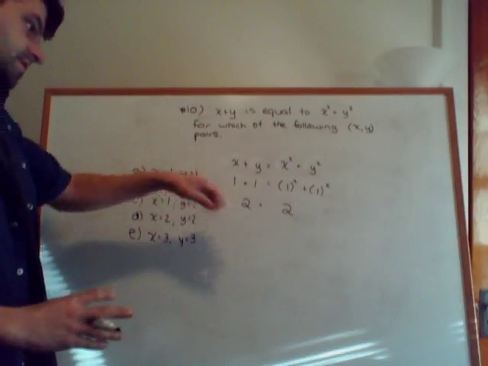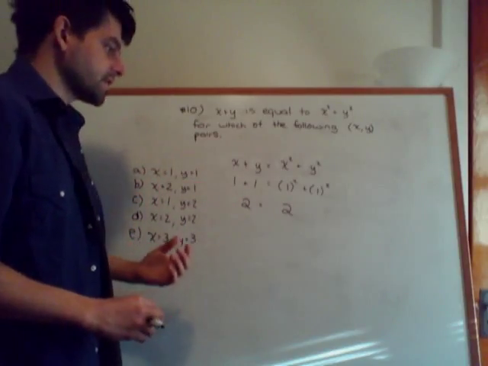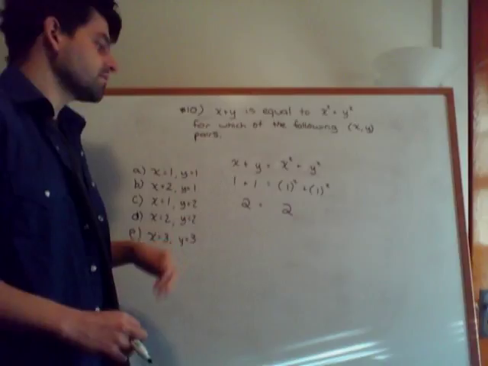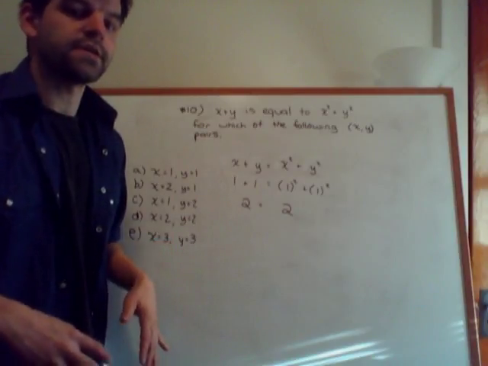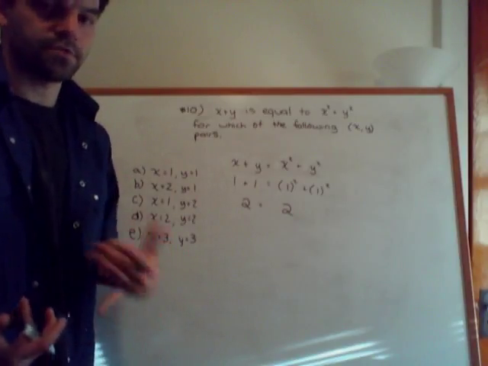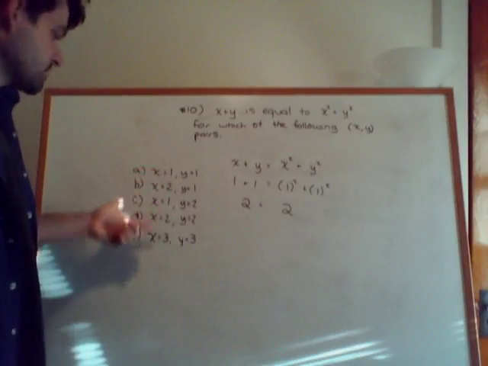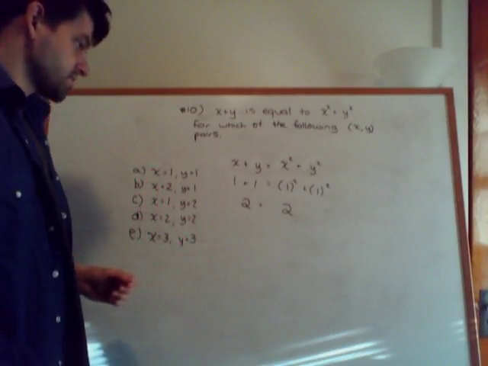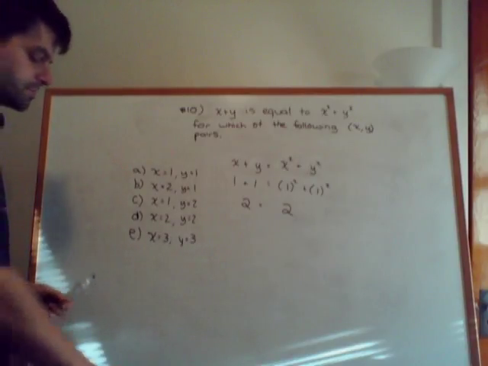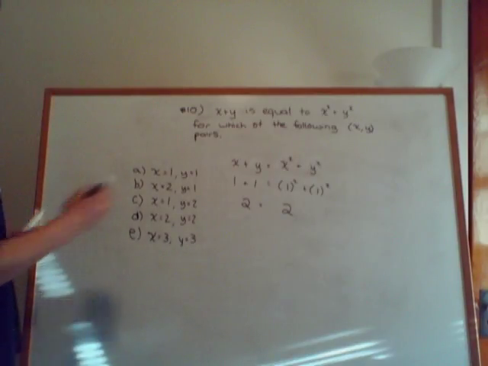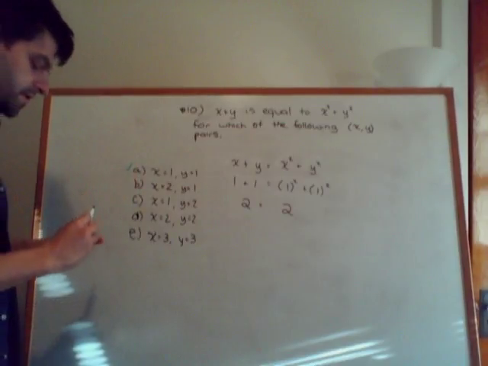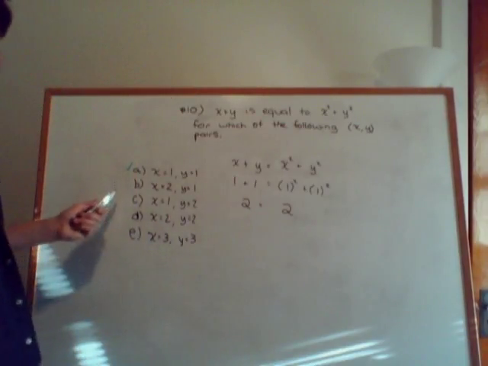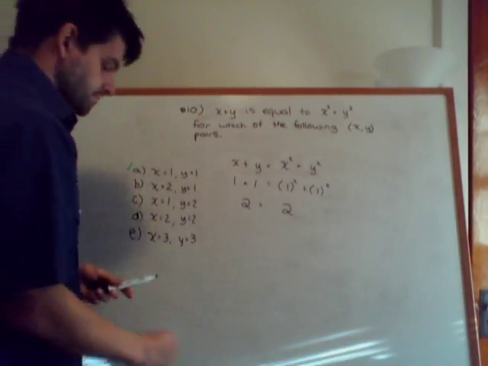But for the sake of this question, this value of 1 is the only value that doesn't change upon taking it to an exponent. All the other values are going to start increasing at an exponential rate. So that is why choice A, x equals 1 and y equals 1, will work. Let's go ahead and plug in the other values just to see the outcome.